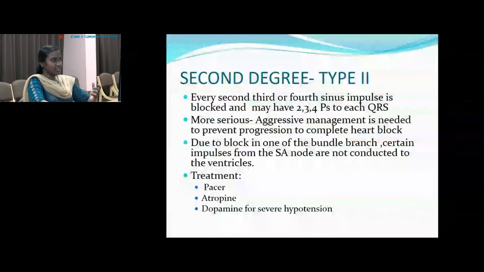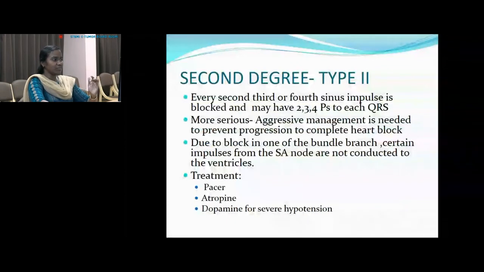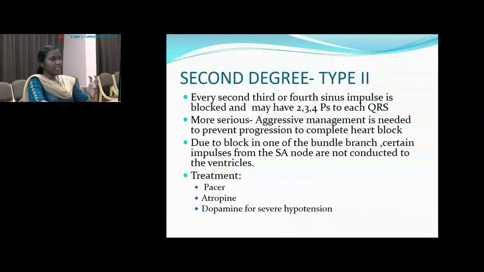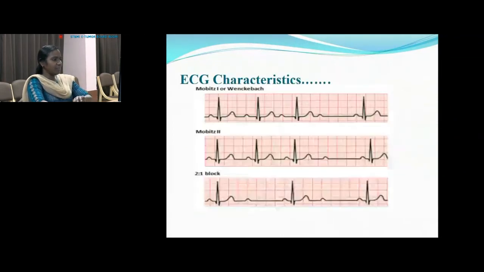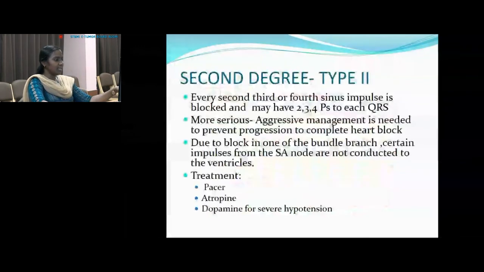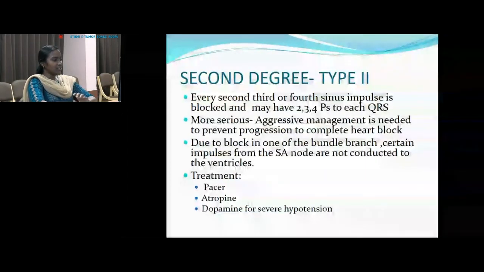So in second degree Mobitz 1, we saw that one QRS will be dropped out. In second degree Mobitz 2, many QRS complexes may be missed or dropped, so only 2 or 3 P waves can be observed here. It is more serious, and aggressive management is needed to prevent progression into complete heart block. Due to block in one of the bundle branches, certain impulses from the SA node are not conducted to the ventricles. So the common treatment is that a pacemaker should be placed.